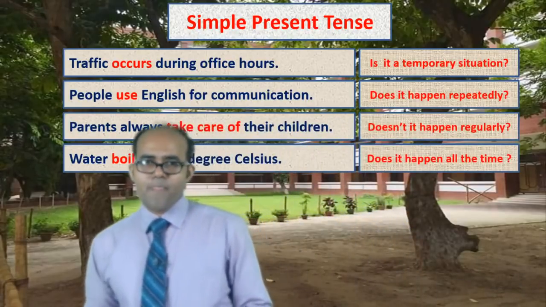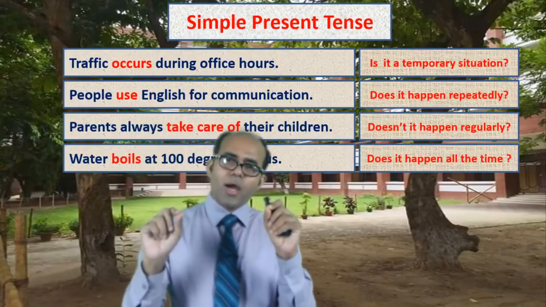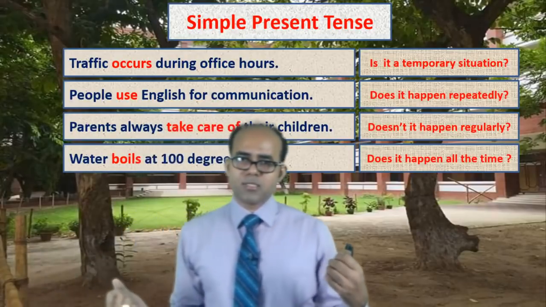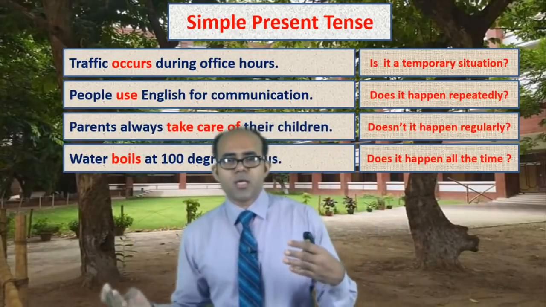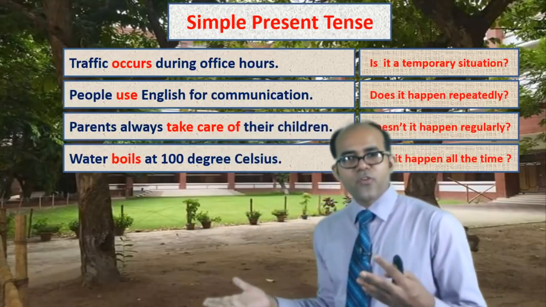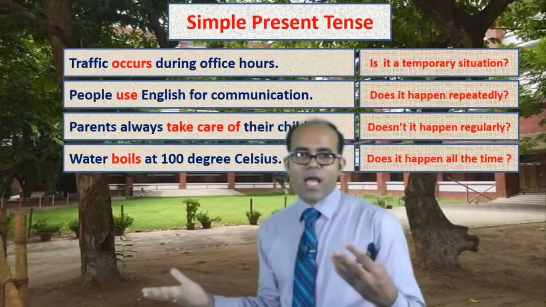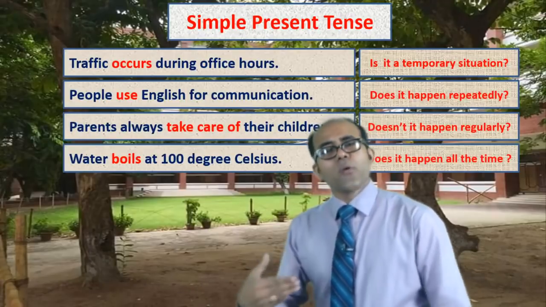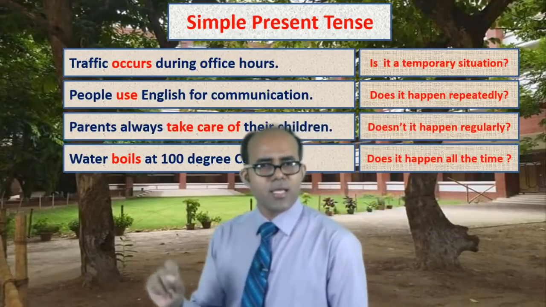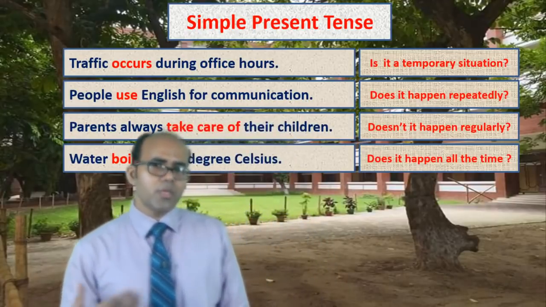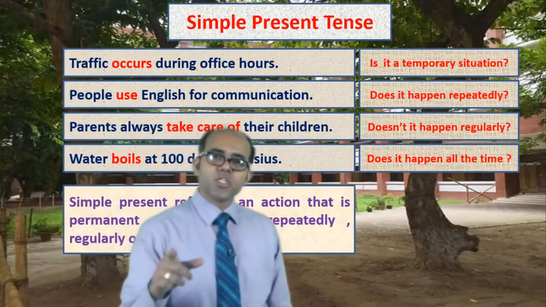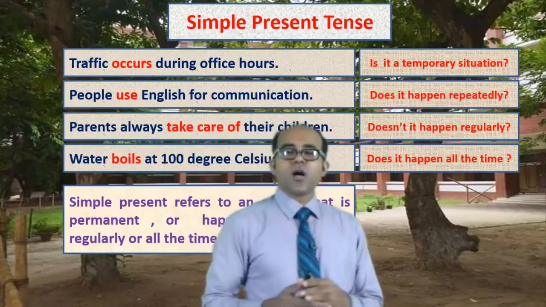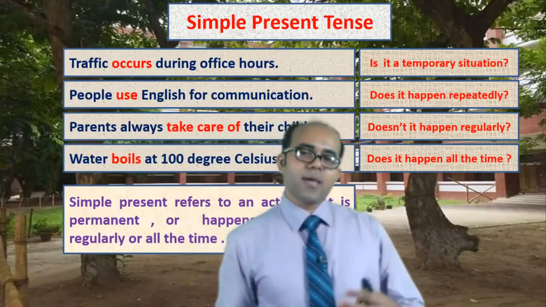Let us define. Number 1, the sentence number 1 shows permanent action. Sentence number 2, it shows repeated actions. Sentence number 3, it shows regular actions. Number 4, we find the fact or true action, the actions that always take place like this. So how do you define simple present tense? Can you share with me? Simple present tense refers to an action that is permanent or happens repeatedly or regularly or happens all the time.